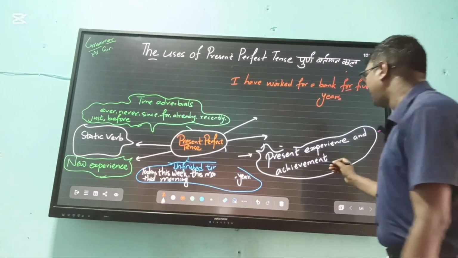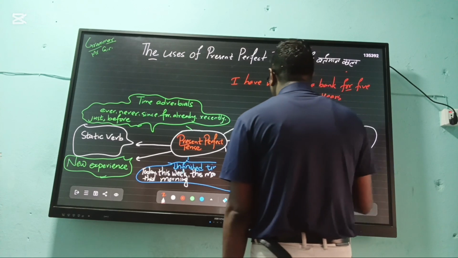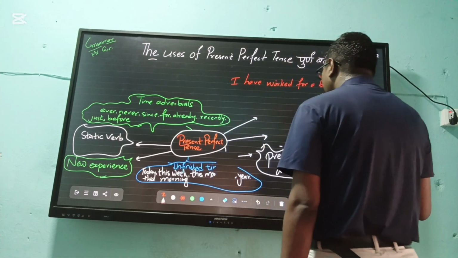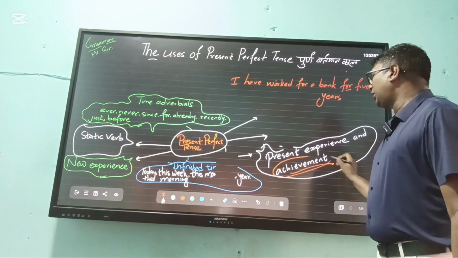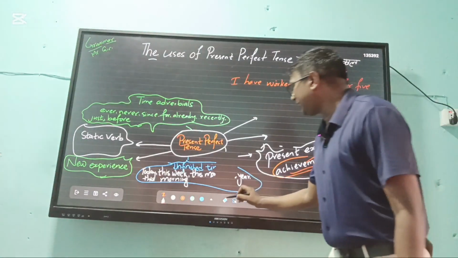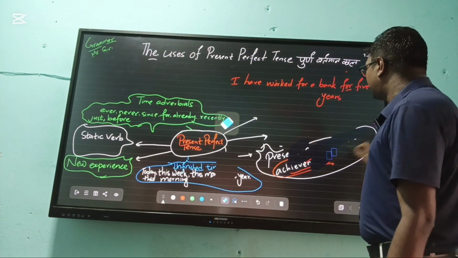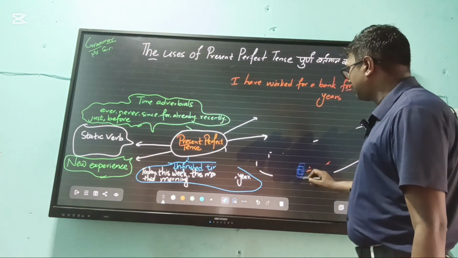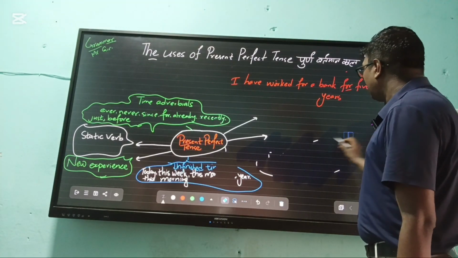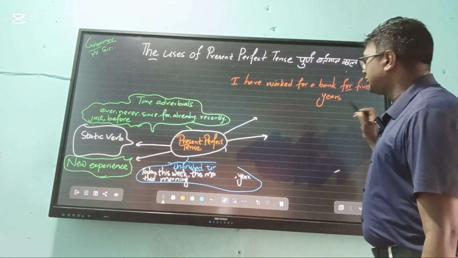That is the achievement. Whenever you talk about the achievement, you use present perfect tense. Present perfect tense is also used for achievement. Upalabdhi. Whenever you talk about the achievement of the present time, you use present perfect tense for experience and the achievements.